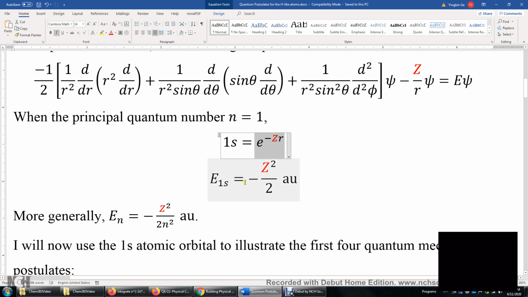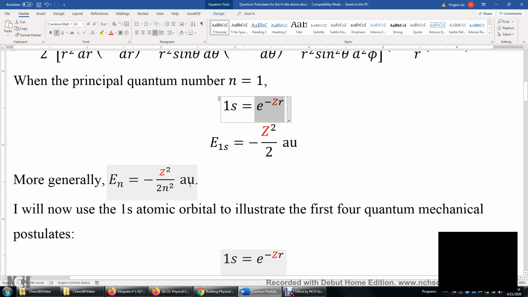The energy of the 1s orbital in this Z-proton hydrogen-like atom or ion is -Z squared over 2 atomic units. More generally, if we're talking about different principal quantum numbers, again, n can be 2, 3, 4, etc. The energy E sub n is equal to -Z squared over 2n squared atomic units. Again, for the hydrogen atom, E sub n is simply -1 over 2n squared.